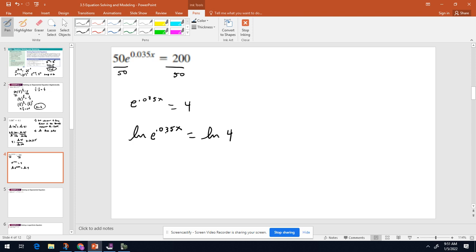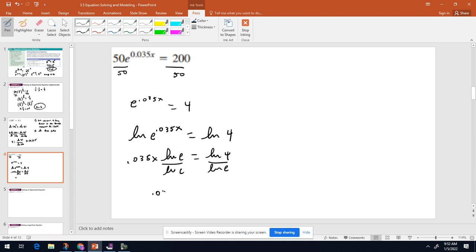What do I do? I take and move this out front, 0.035x times ln of e is equal to ln of 4. So I'm going to stay with the same way that I solved this. But again, what does ln of e mean? That means e to some power equals e. This is the same thing as writing down the number 1. So I don't really need that there. But I'm just going to go ahead and divide to stay consistent. Divide by the ln of e.